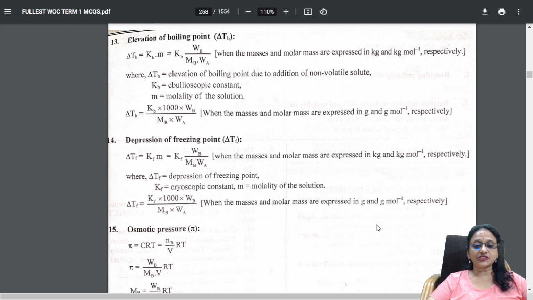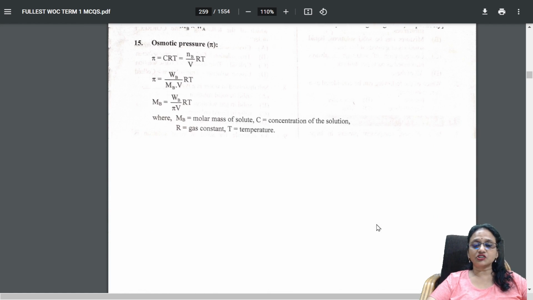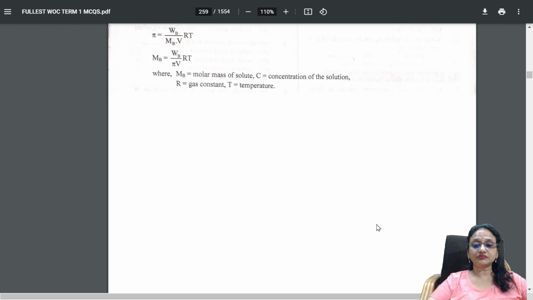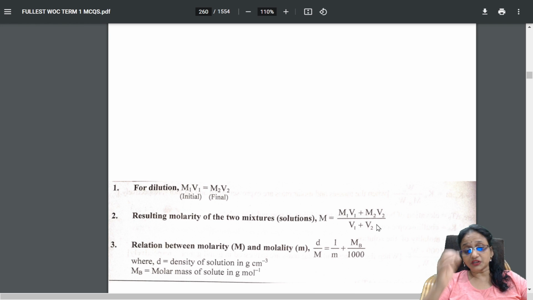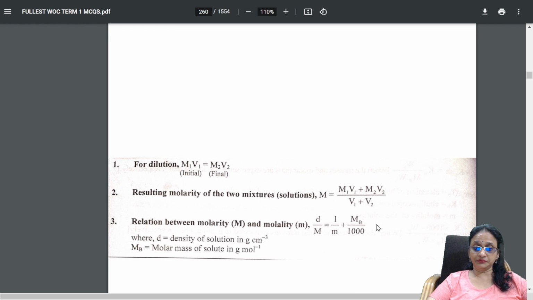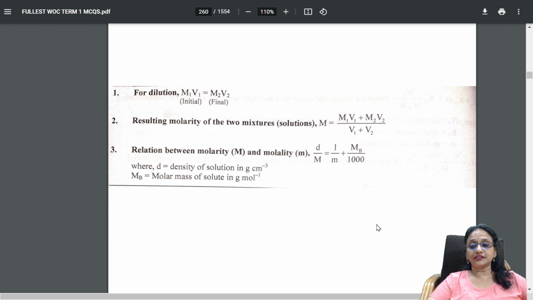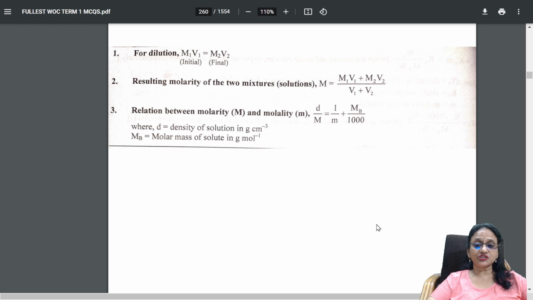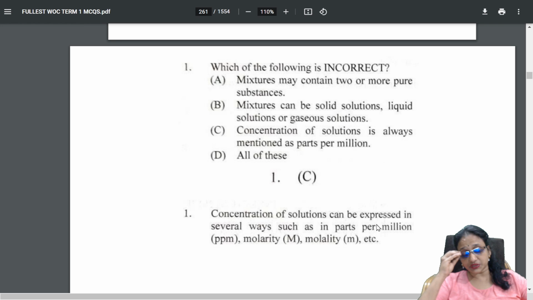So after learning the formulas, we are going to go into the MCQs. This is the osmotic pressure formula. Then there's also one formula for the conversion, that's nothing but the relationship between molarity and molality. This formula is used. With these formulas, you can start off with your MCQs. They're going to give you a question like this: which of the following is incorrect? Incorrect statement MCQs will be more.